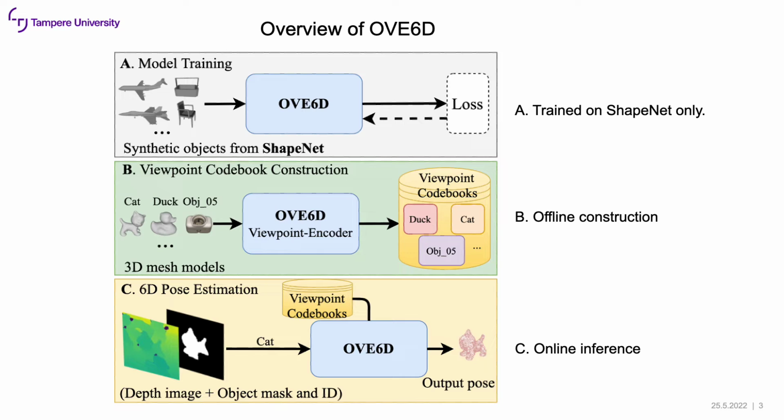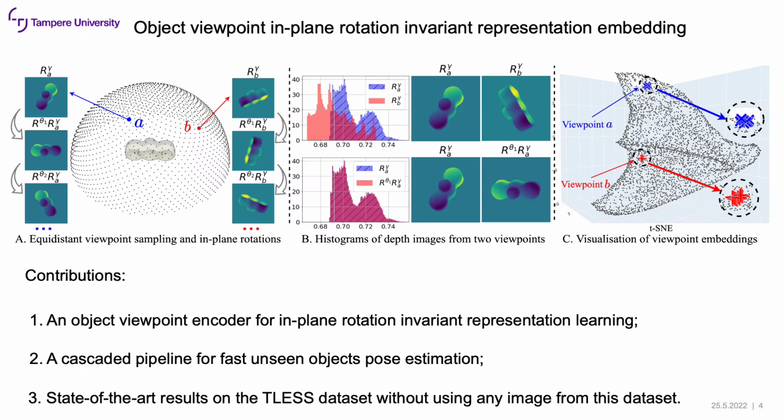There are 3 stages in our framework. During the training time, our model parameters are optimized using the synthetic 3D objects in ShapeNet. In the second stage, the trained viewpoint encoder in our framework is used for constructing the object viewpoint codebook. During the inference stage, our method performs the 6D object pose estimation from the given segmented depth image.